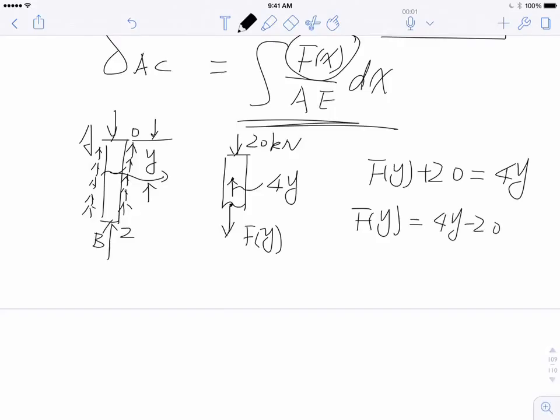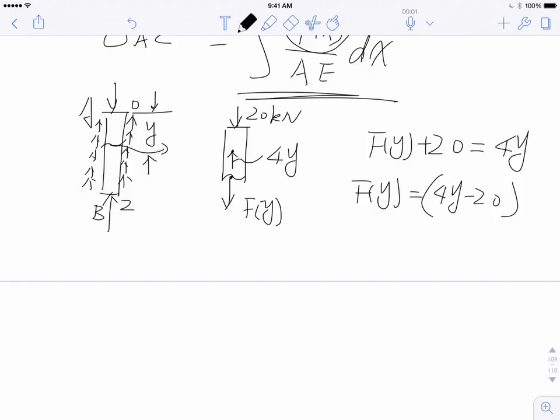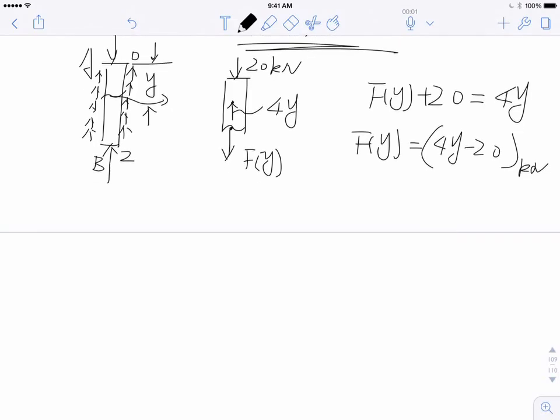Now, some of you may ask, how do you know Fy is going downwards? What if it's going upwards? That's fine, no problem. You can assume Fy going upwards. Later on, you just find out the sign might be negative. That means your assumption is wrong. It's just like the free body diagram. When you take the reaction, you can assume the direction of the force, so it doesn't matter. The direction of Fy here doesn't matter. So this is with a unit of kilonewtons.